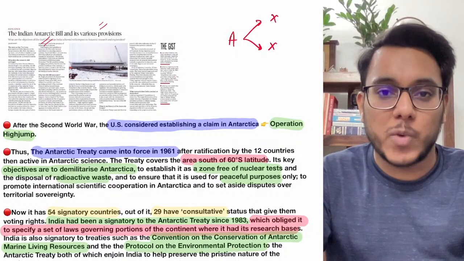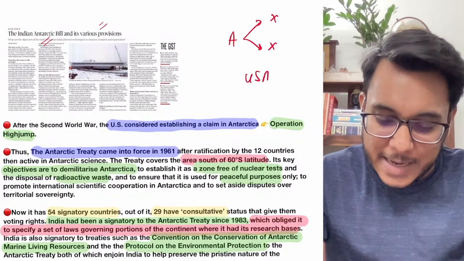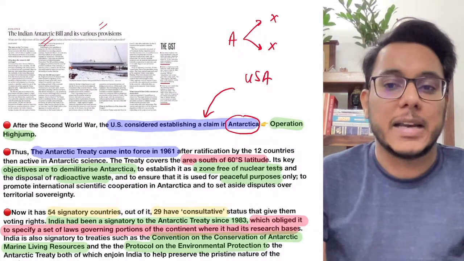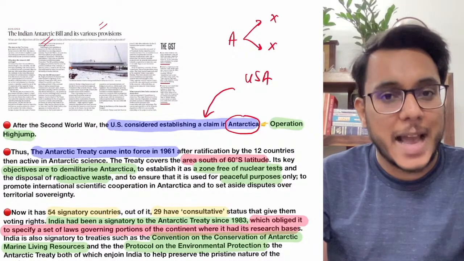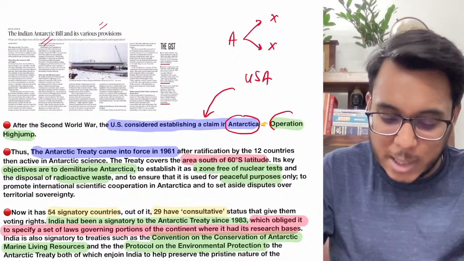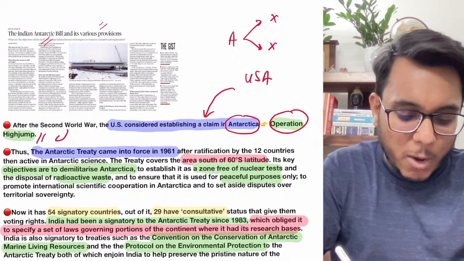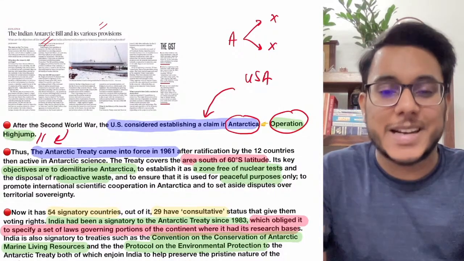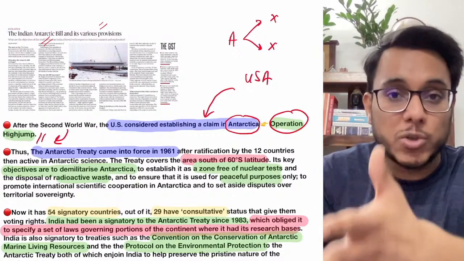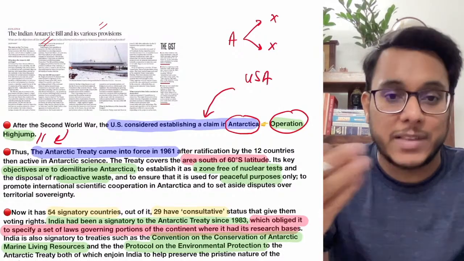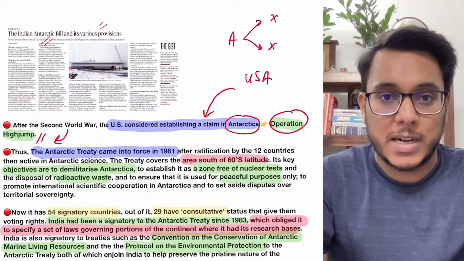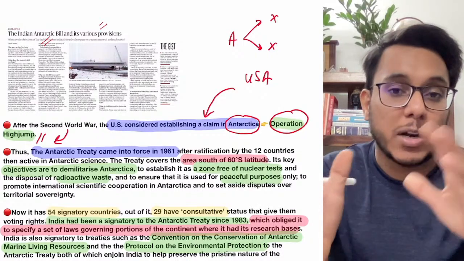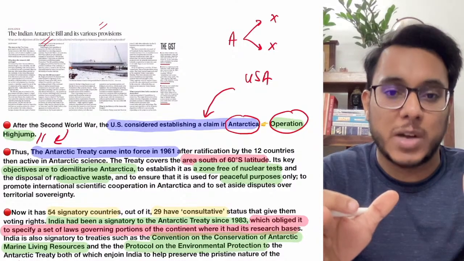Now, after World War II, what happened? The USA decided that it would establish a claim onto the Antarctica region. And for this, the USA even started the Operation High Jump. In Operation High Jump, the USA sent their troops to Antarctica so that they could be trained there, so that in future if the USA takes a claim and if there is a fight that happens in Antarctica, the USA is prepared. So the USA wanted to have a claim and wanted to establish their troops also in Antarctica.